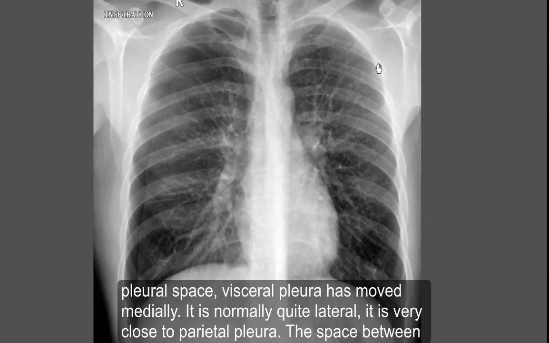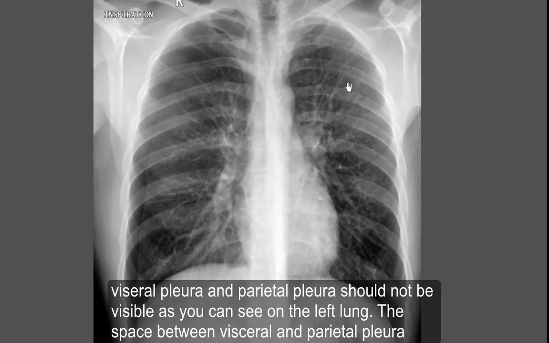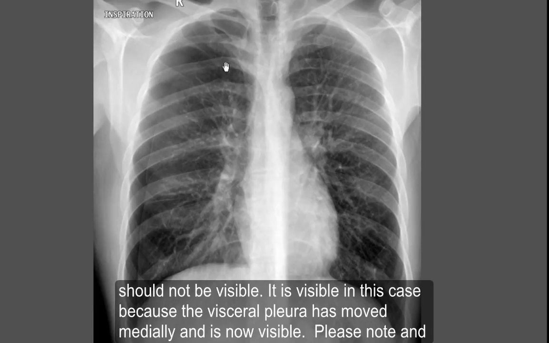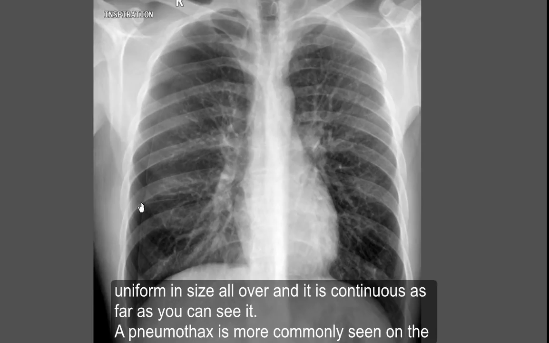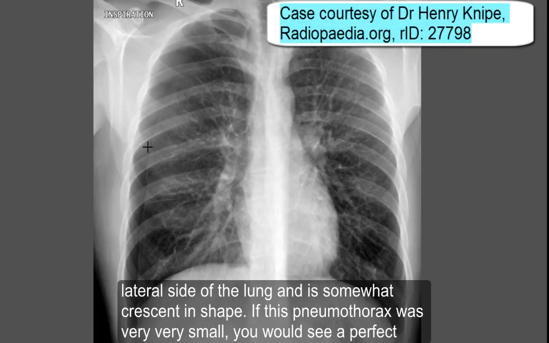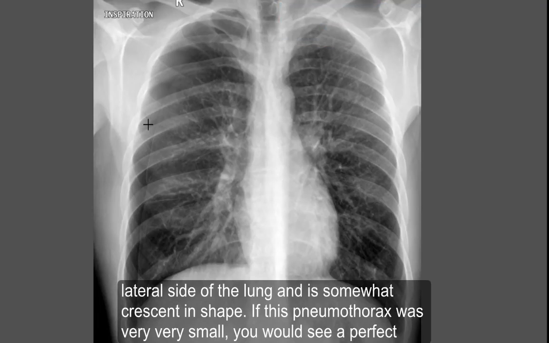It is very close to parietal pleura, and the space between visceral pleura and parietal pleura should not be visible, as you can see on the left lung. It is visible in this case because the visceral pleura has moved medially. Please note and keep in mind a couple of things here: the visceral pleura is paper thin, as you can see here, and is uniform in size all over, and it is continuous as far as you can see it. Pneumothorax is more commonly seen on the lateral side of the lung and is somewhat crescent in shape.